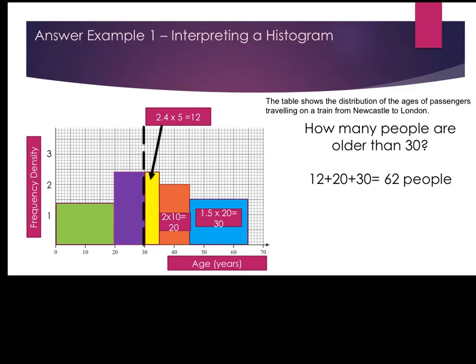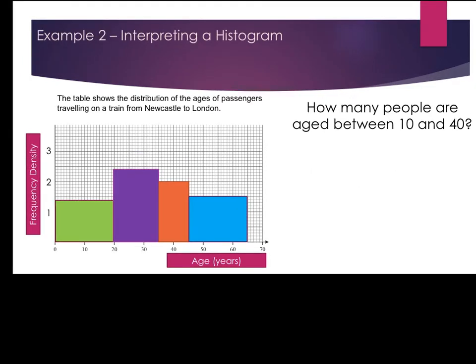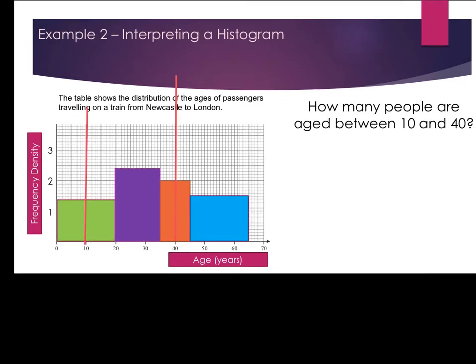Okay, example number 2. We want to know how many people are aged between 10 and 40 this time. So we're going to need to put 2 lines on the graph, one at 10 and one at 40. So I've got my 2 lines on my graph at 10 and 40, and what I'm going to do, like before, is highlight each new section a different colour that we haven't already got on there. So I'm going to go for yellow for the first one, and I'm going to go for pink for the second new section.